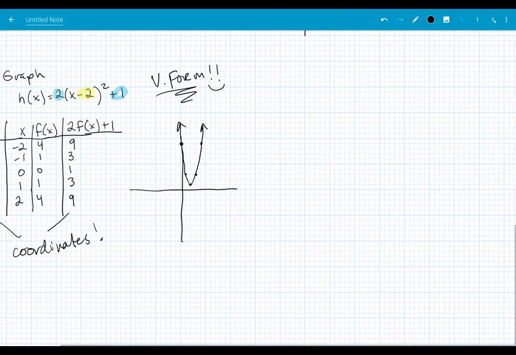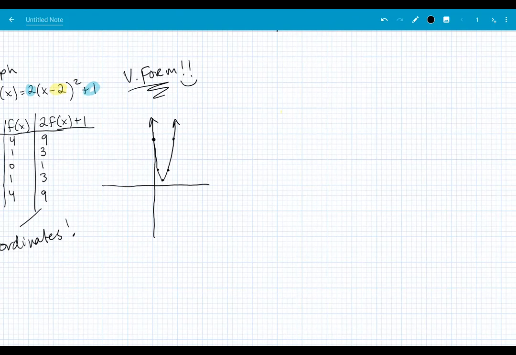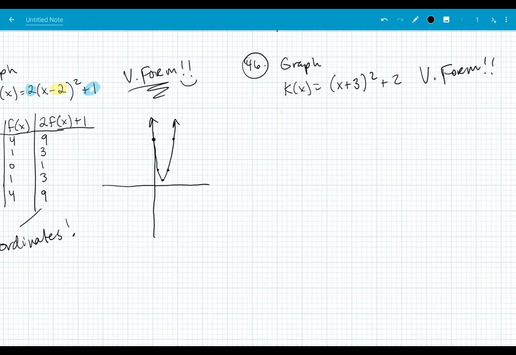So talking about the next one, number 46. Once again, k of x is equal to x plus 3 squared plus 2. So once again, vertex form. So parent function table, -2, -1, 0, 1, and 2. 4, 1, 0, 1, 4.